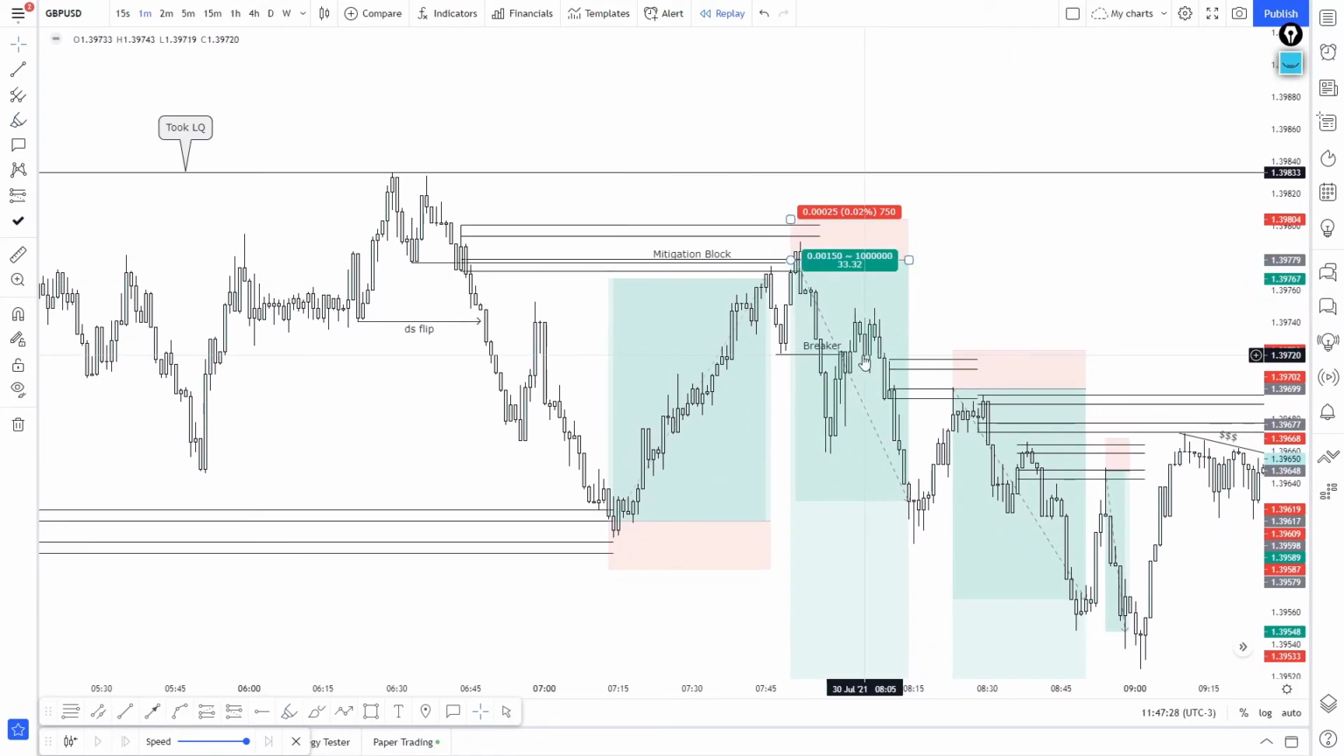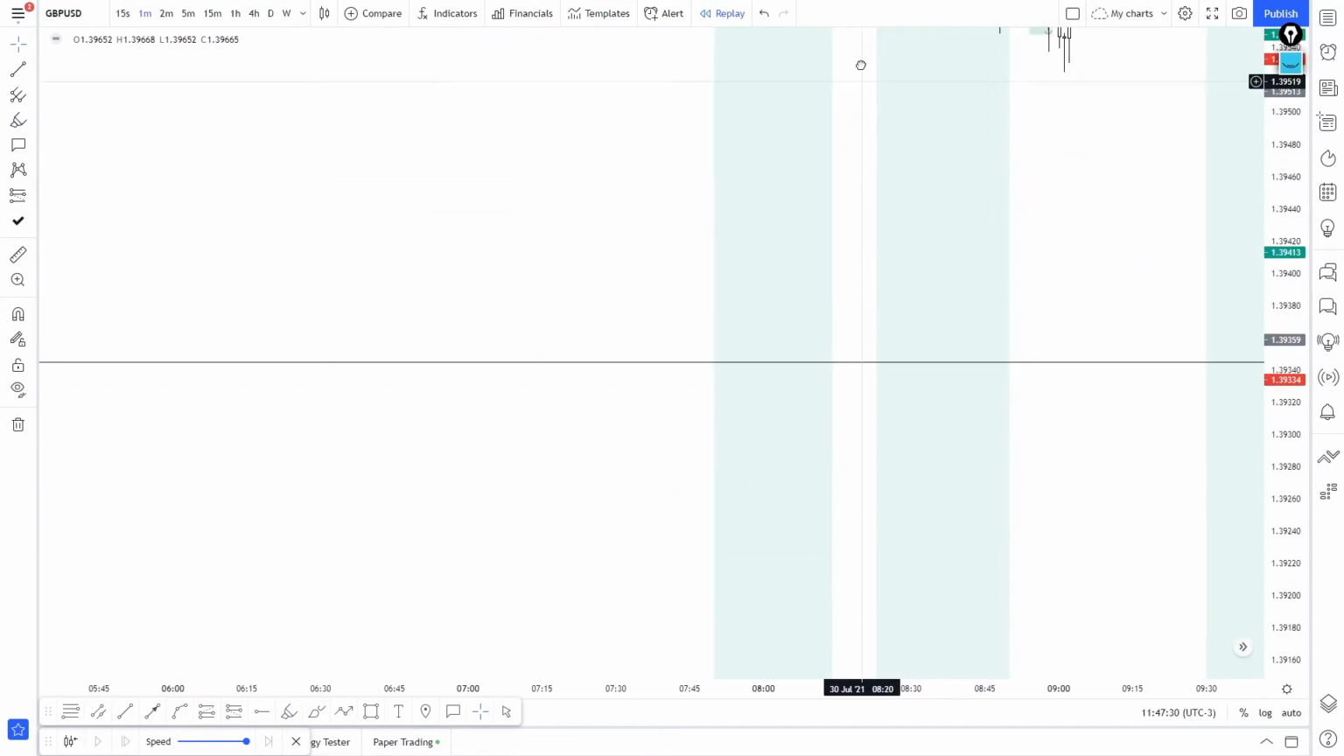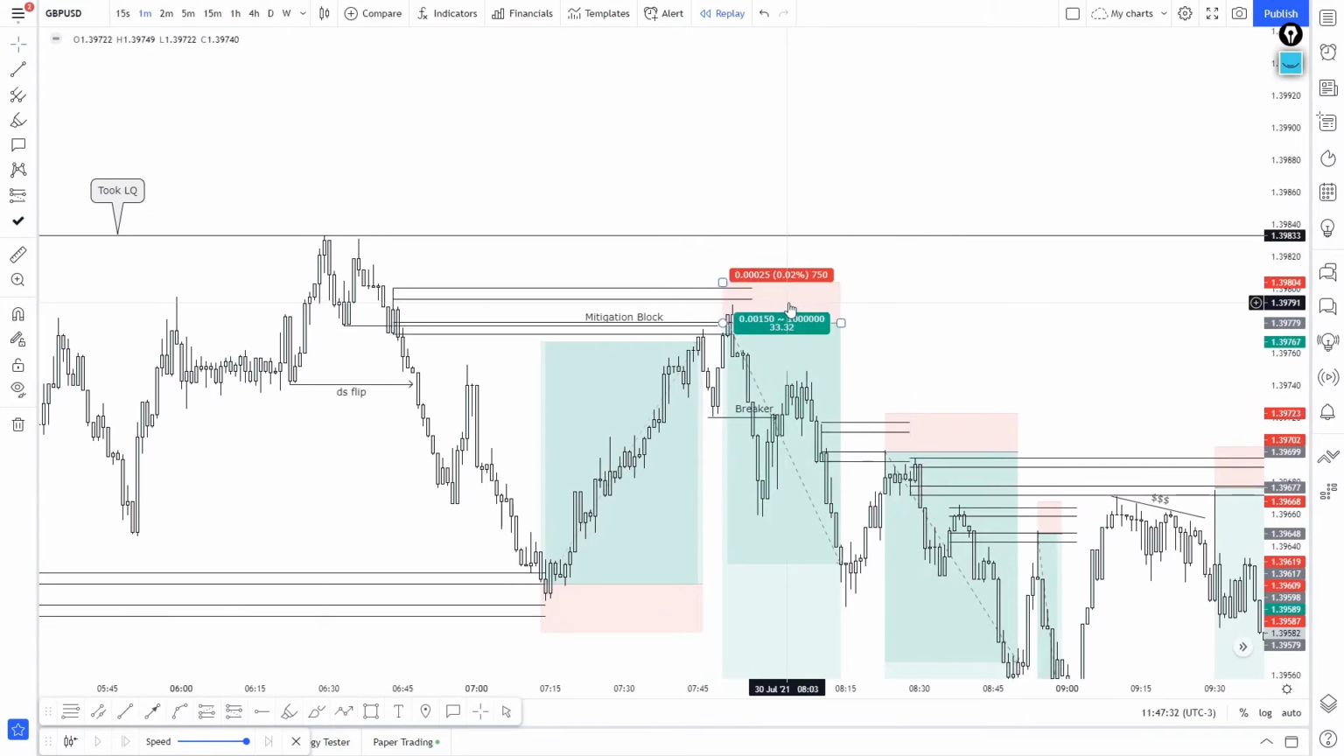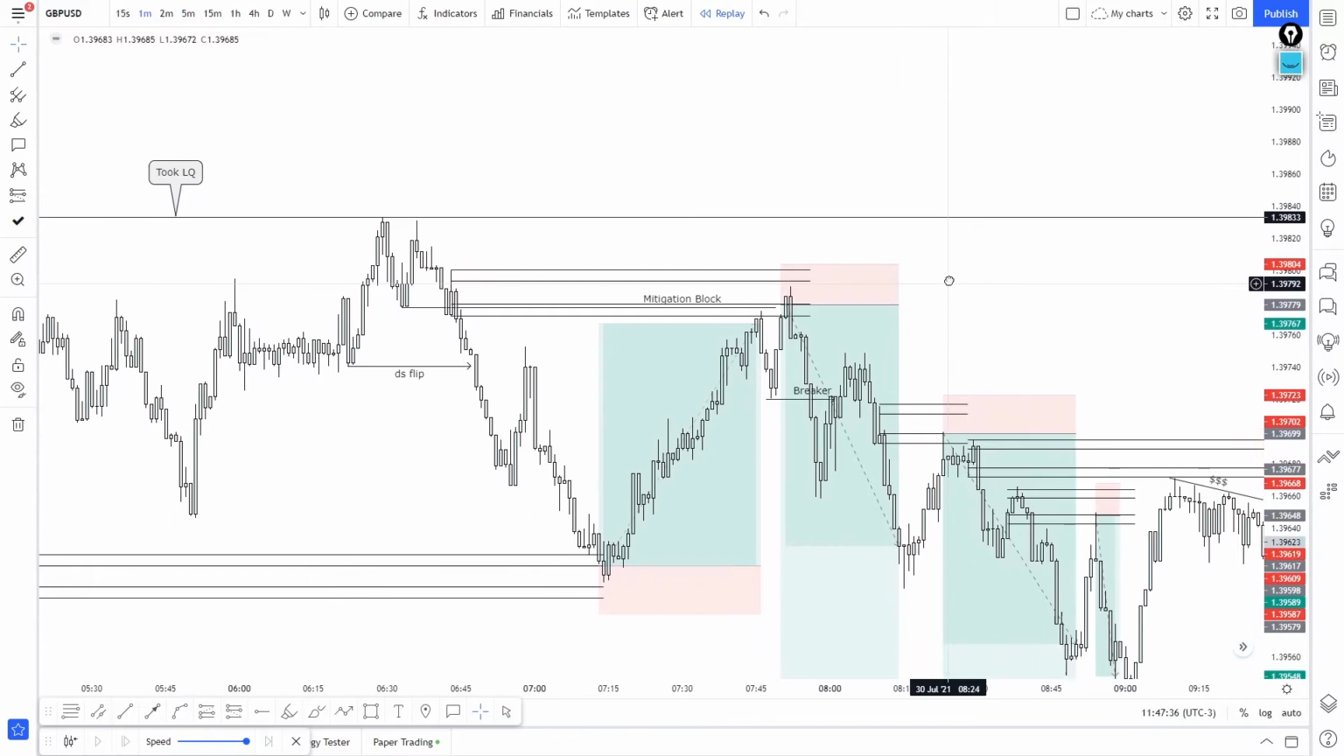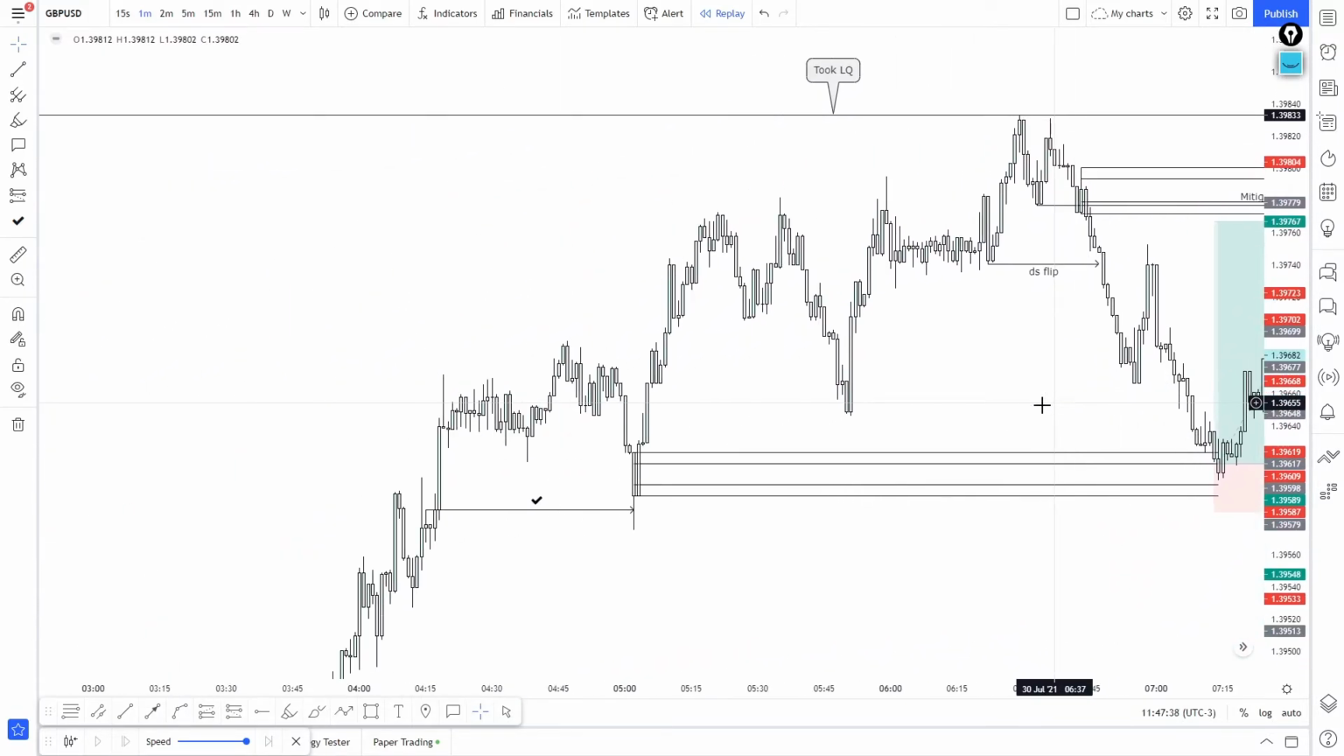If I remember correctly, I did take this, not to the area that I've drawn here, but I do think that I took this, didn't I? I think I did. I don't remember. Let's see this trade on the left.